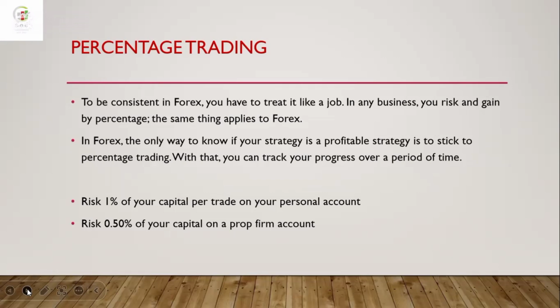So if you're risking 1% of your capital per trade, it means you have to lose 100 trades straight to blow your account. Whilst on the prop firm account, because of the rules of the prop firm, like the prop firm I trade, Funded Next, the overall drawdown is 10%. So when you're risking 0.50% of your capital per trade on a prop firm account, it means you have to lose 20 trades straight to fail your funded challenge or blow your funded account, which is not possible if you know what you're doing in the forex market.